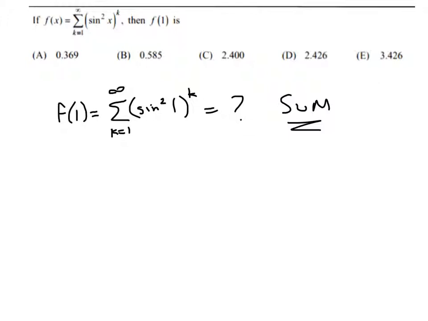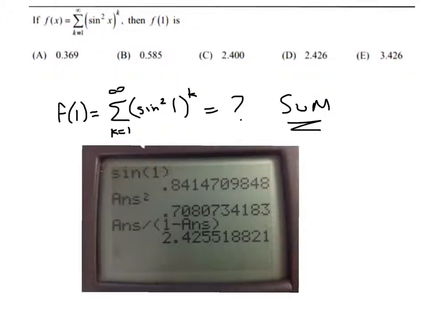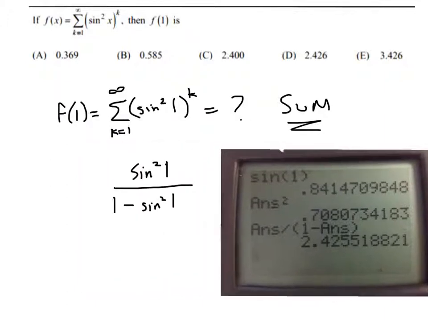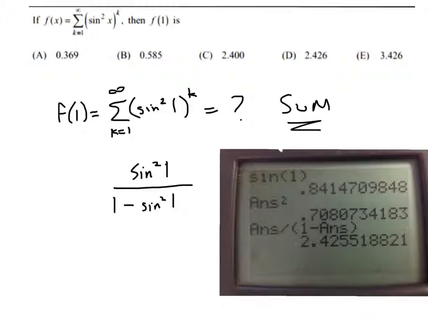The first term, if we started with k equals 1, if we plug that in, we'd have sine squared of 1 to the k. So sine squared, to the 1, so it would just be sine squared of 1. And the ratio is whatever's being raised to the power, so it's that. So if I type this in my calculator, which I've done right here, I found the sine of 1, I squared it, and then I did first term over 1 minus the ratio, and I got 2.426.